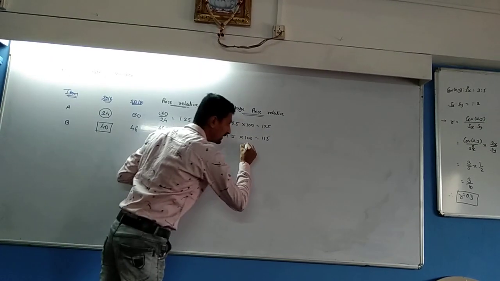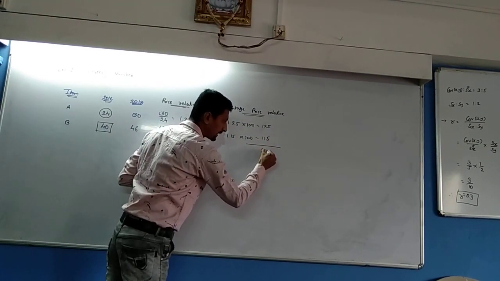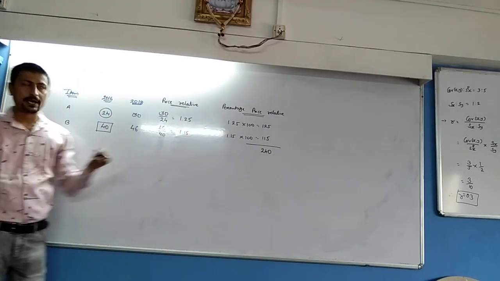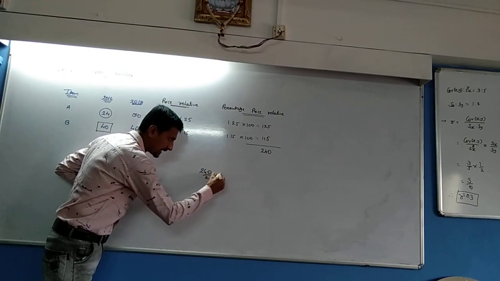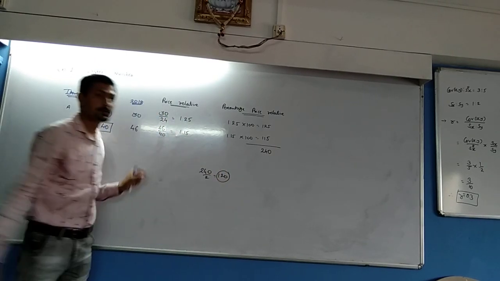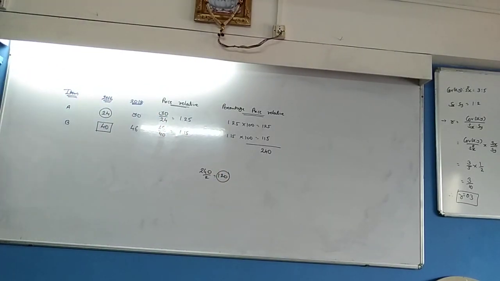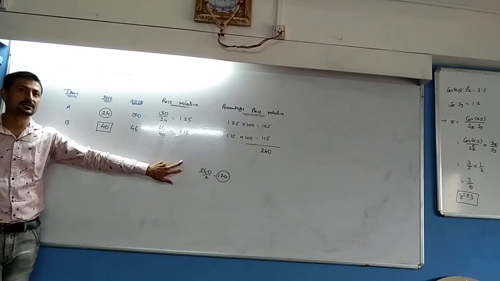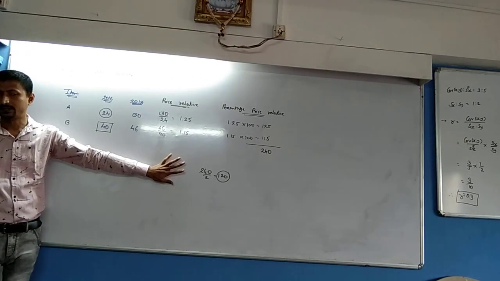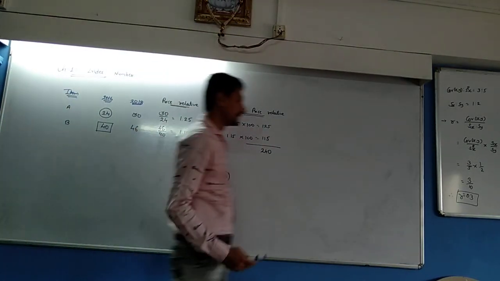Adding items A and B gives 240, and 240 divided by 2 items, 240 by 2, gives the answer 120. It is known as the average index number. Index number and average index number, both definitions are different. Okay, check in your textbook, first page.